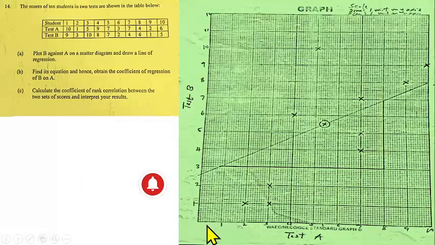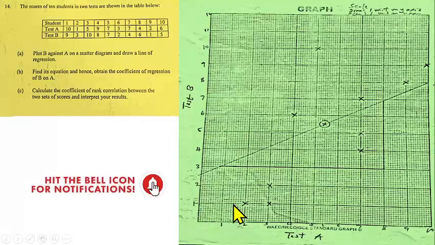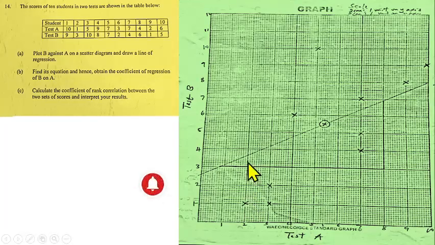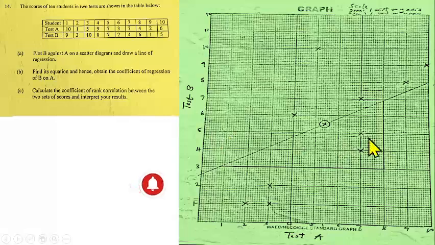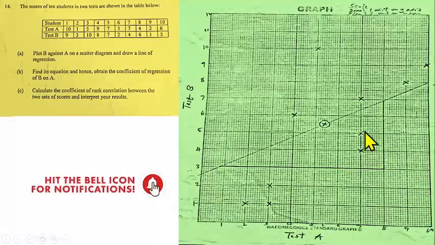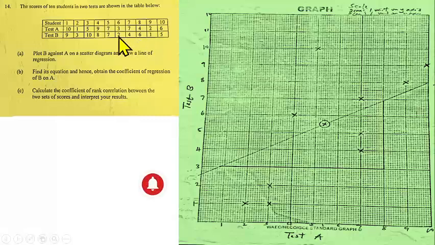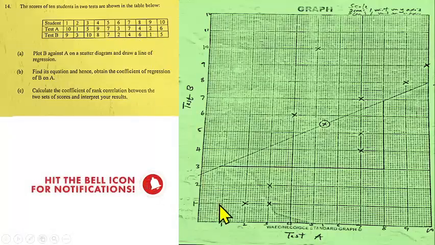B is 1 here, then A is 2 rather. So we have a point here, as you can see. Then we have B to be 5 here, and A is 6. So we have a point here. So these are the points when you draw this scatter graph.